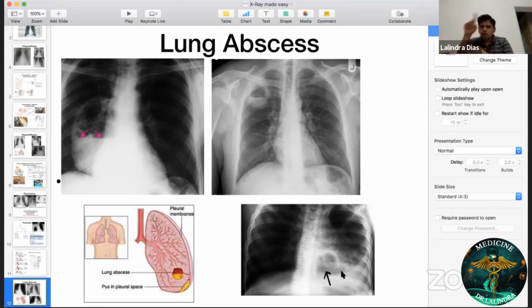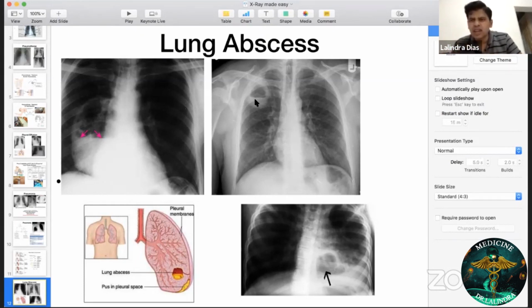So this is a rounded opacity, air on top, fluid in bottom. So there's an air fluid level. Can you see that beautifully? Rounded opacity with the air fluid level. This is the fluid level. So the definition of an abscess is a rounded opacity with the air fluid level. That is an abscess. The patient is very ill if you get a lung abscess.